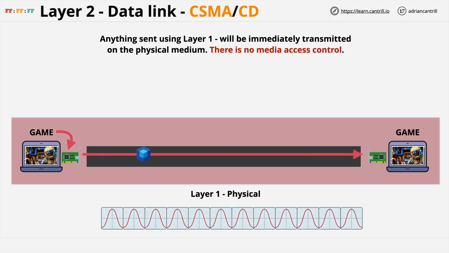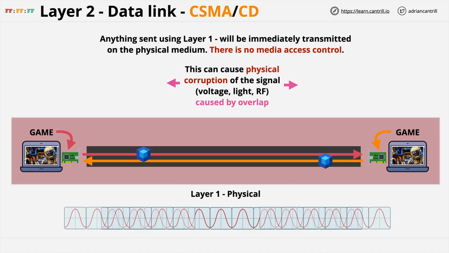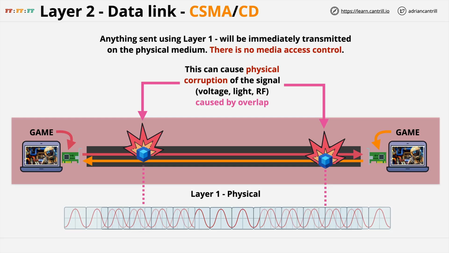The problem is that the laptop on the right could also be sending data at the same time. This means that the electrical signals will overlap and interfere with each other, and this is known as a collision, and it impacts both pieces of data. It corrupts both. This is one of the problems of layer 1, which is solved by layer 2, and layer 2 provides controlled access to the physical medium. And let's explore how.